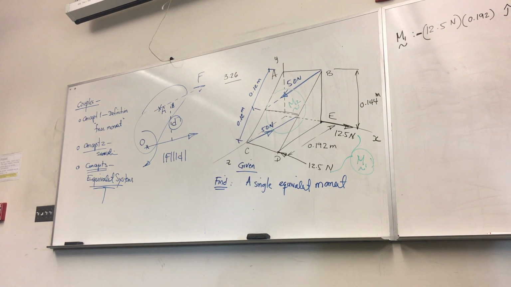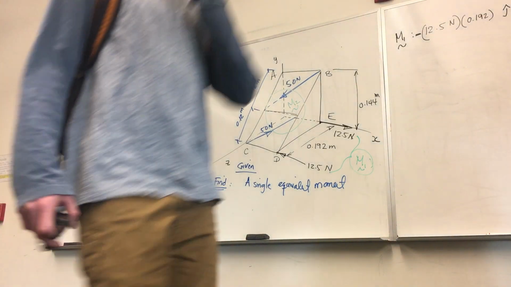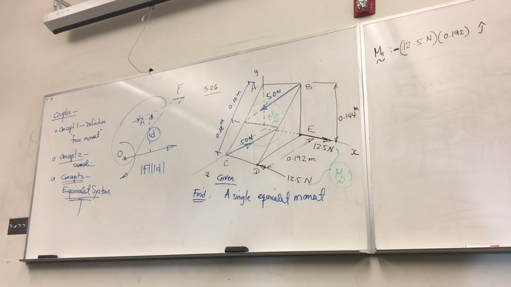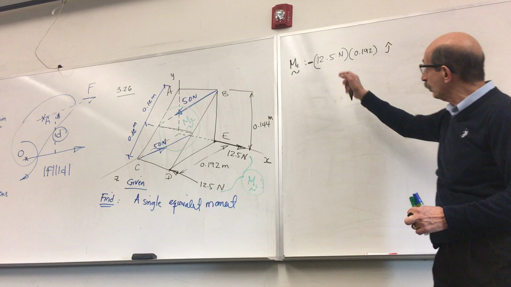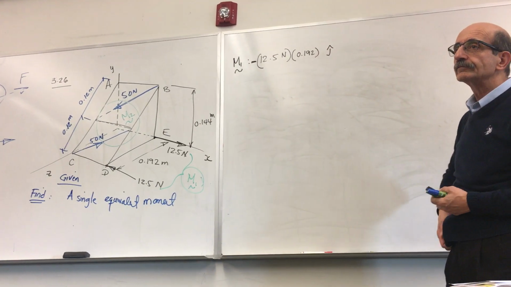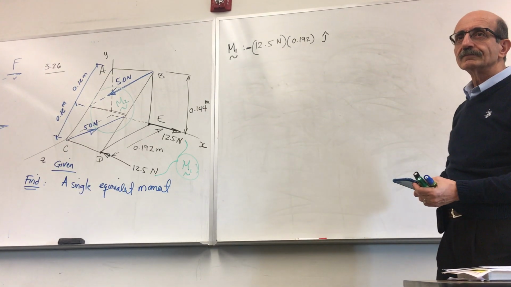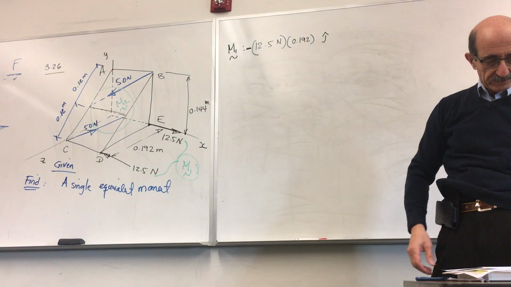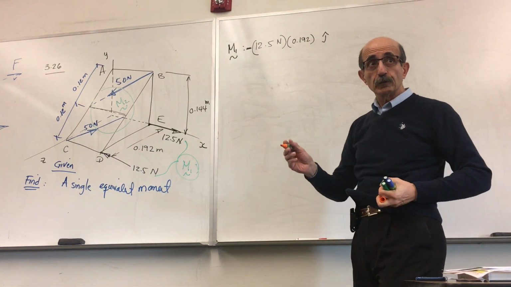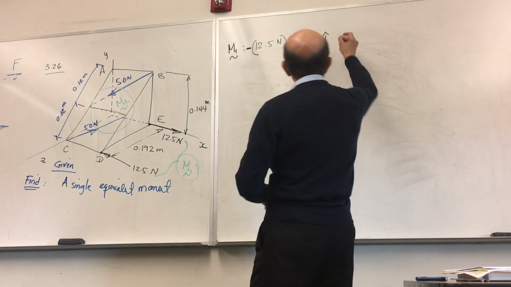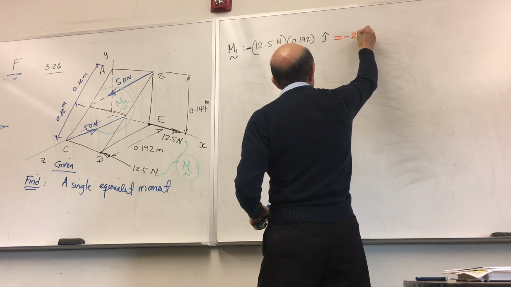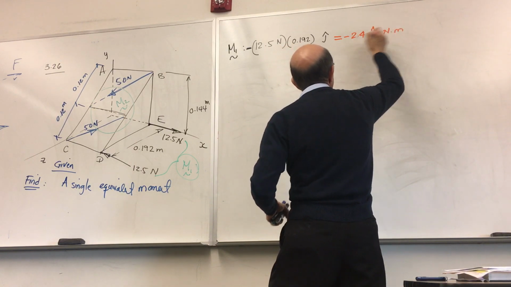That will be 12.5 times 0.192, negative. Somebody give me that number, otherwise I'll have to do it. So how much is that? 2.4. So it would be negative 2.4 newton meters.